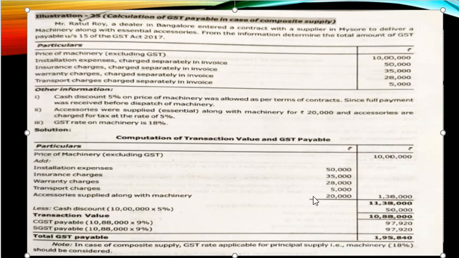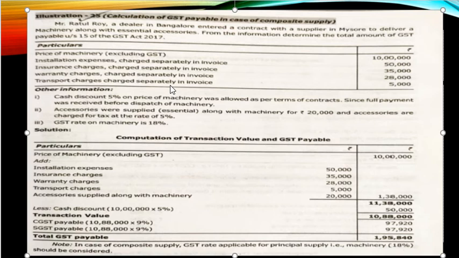So all these expenses which are incurred for the goods which has been supplied. So Mr. Ratul Roy, a dealer in Bangalore, entered a contract with a supplier in Mysore to deliver a machinery along with essential accessories. So he is delivering goods to a person who is located in Mysore along with these accessories, and all the services which have been rendered are added up.